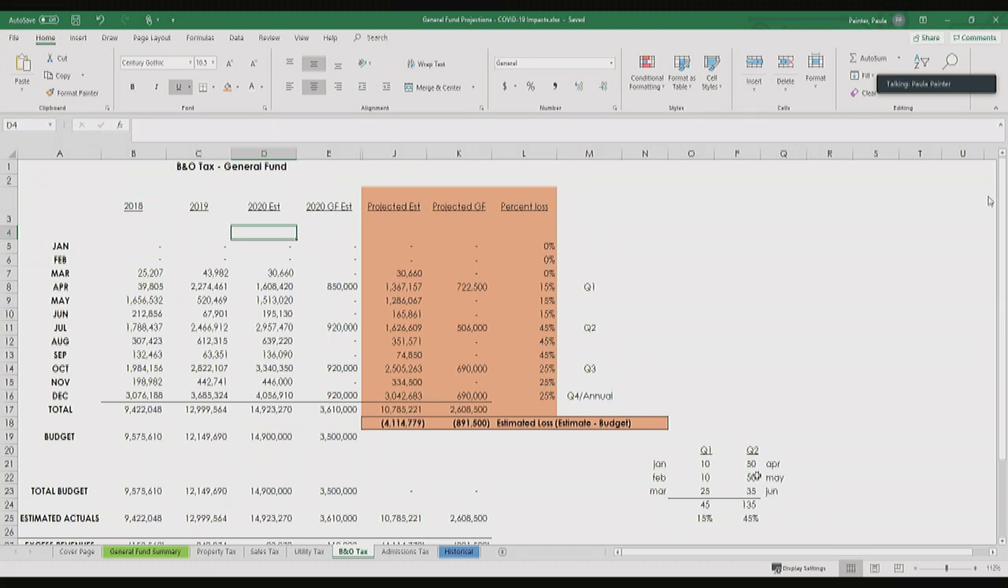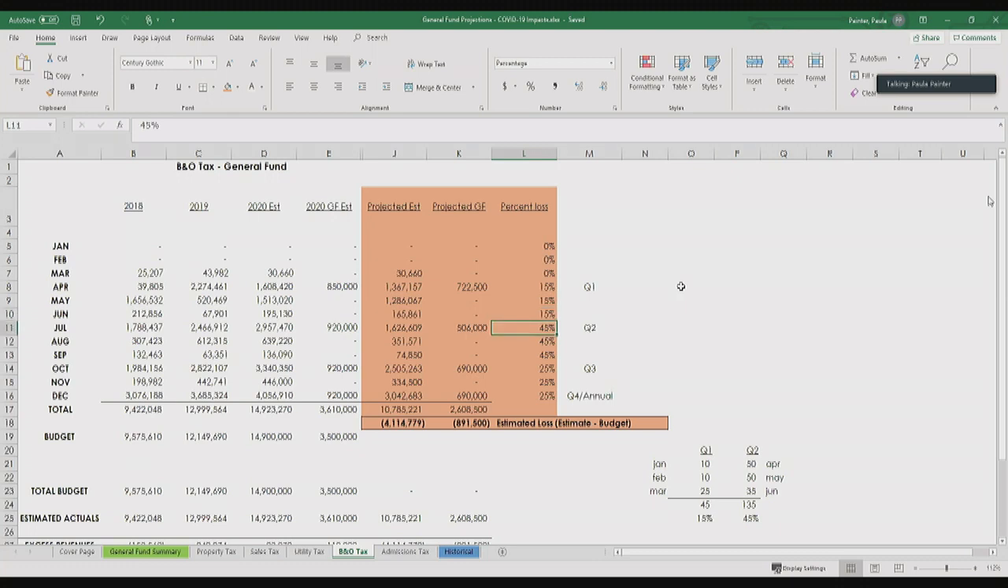So what I'm doing is for the first quarter showing a potential loss of 15% for first quarter revenues, which tend to trickle in. They're due in April, but they do tend to trickle in for a few months. Second quarter taxes would be due in July.